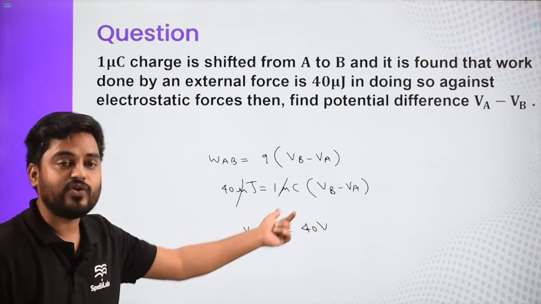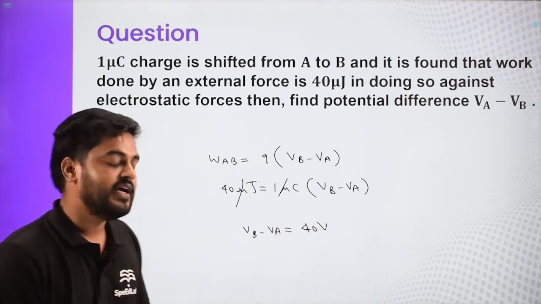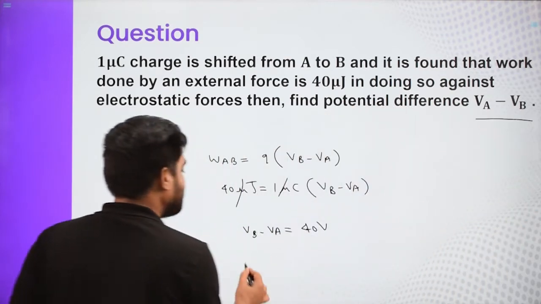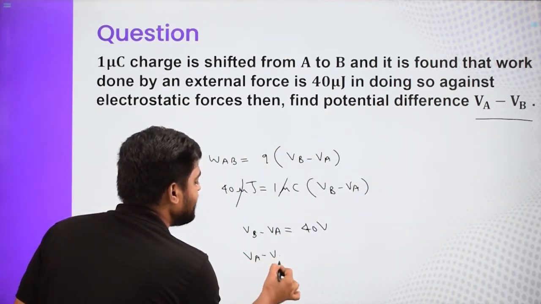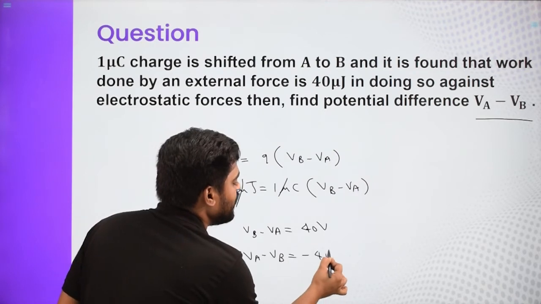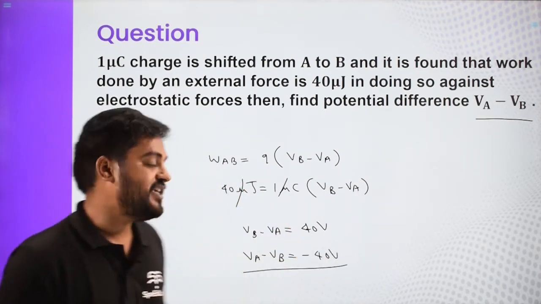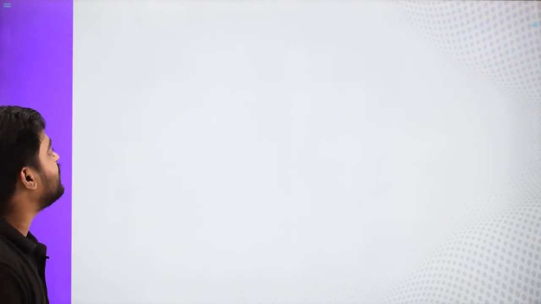Now micro is gone, joule per coulomb is volt, and now we will see what the question is asking. The question is asking VA minus VB. So VA minus VB is going to be minus 40 volt because VB minus VA is 40 volt. That is going to be our answer.